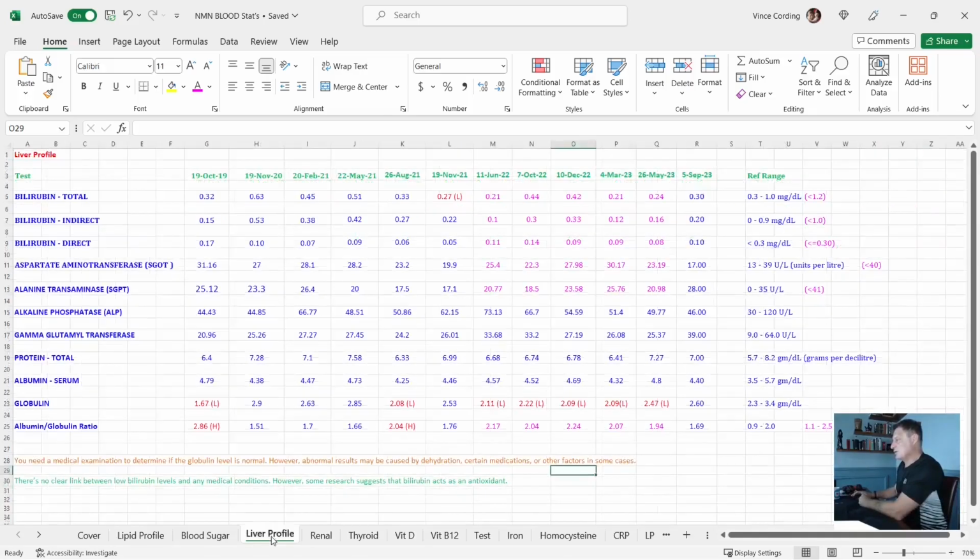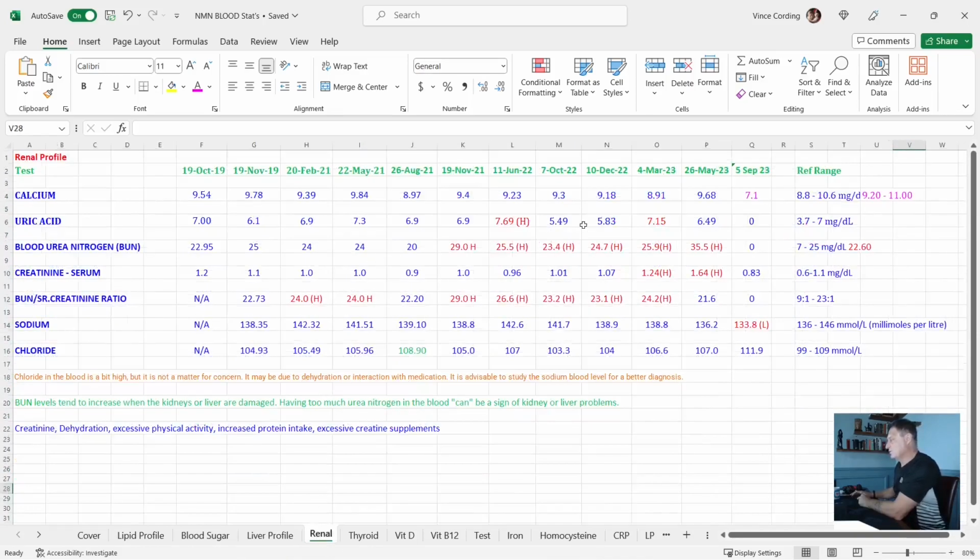Moving on, let's take a look at my liver profile. You can see here everything that could be tested was tested, and it is all within reference range. So I'm quite happy with that. Moving on to my renal profile, you can see here that my calcium is now 7.1, which would normally be lower, but the reference range here, because they use a different measurement, is between 9.2 and 11. So that's within reference range.